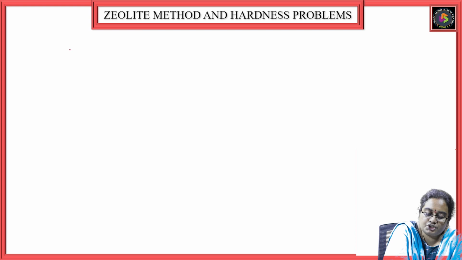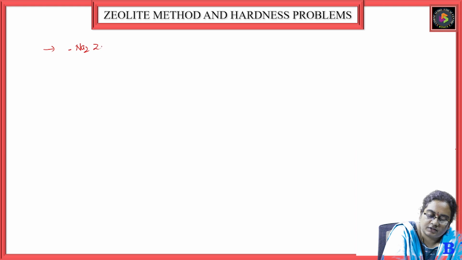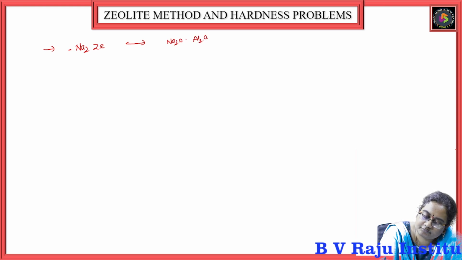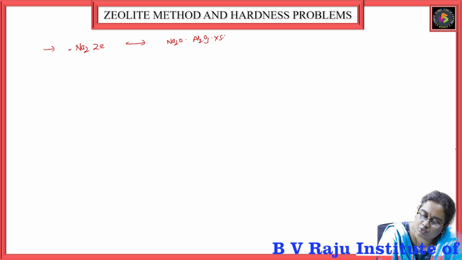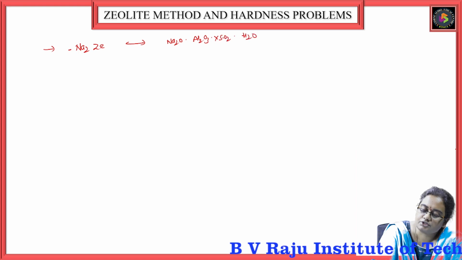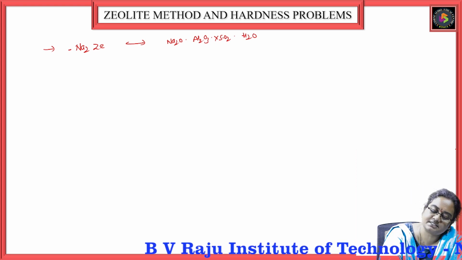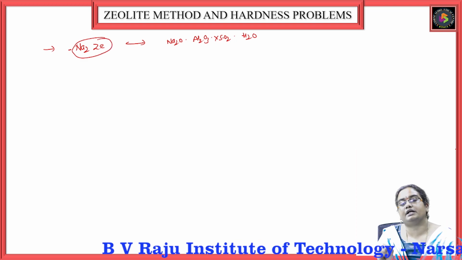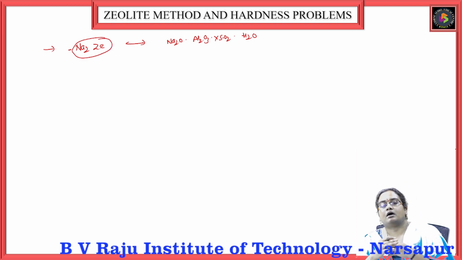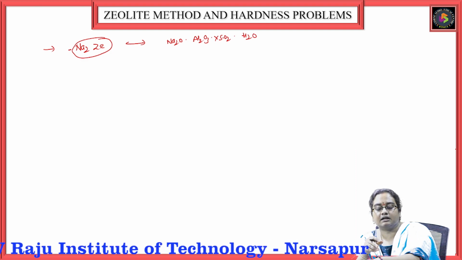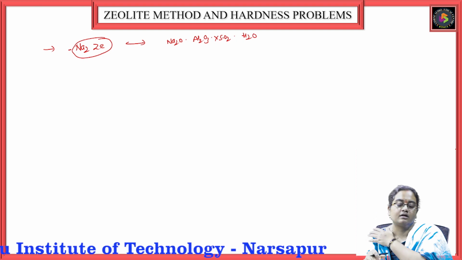So, the zeolite can be represented by the formula Na2Ze. Na2Ze means nothing but Na2O.Al2O3.xSiO2.H2O. So hydrated sodium aluminosilicate is known as zeolite and it is represented by the formula Na2Ze. Okay. Now the reactions are happening inside the chamber. So for those reactions we are representing the complete formula as Na2Ze. Okay. Now move on to the reactions.